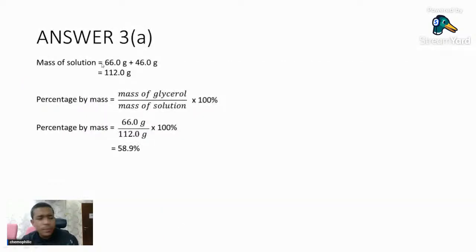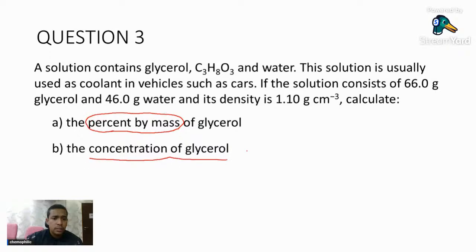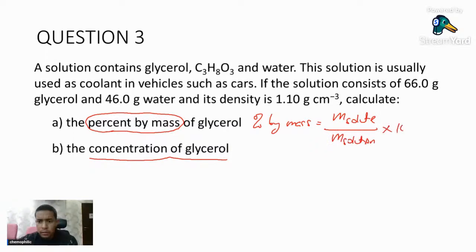So for this question, first you need to know the question asks you for percentage by mass. That's one thing. Then the second question asks you for the concentration of glycerol. So for percentage by mass, we need to remember the formula. Percentage by mass is equal to mass of solute divided by mass of solution times 100%.